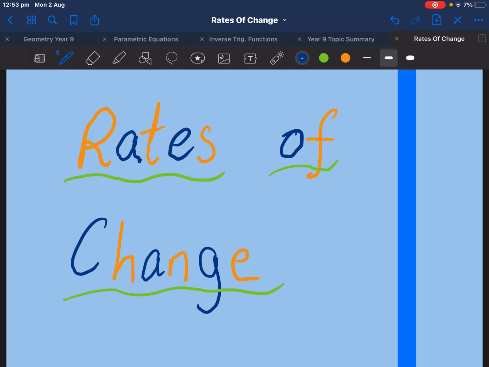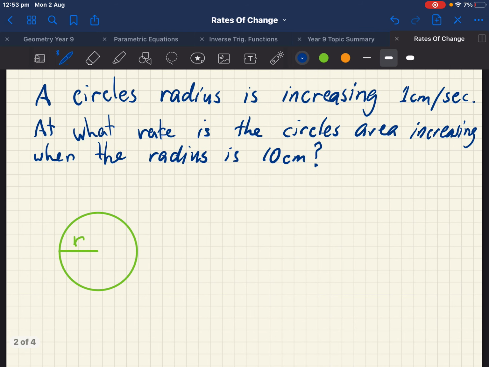Hello and welcome to Rates of Change. This is an extremely fun topic. However, you will need to know how to differentiate. Just basic differentiation is basically all you're going to need for it. But it is a lot of fun. So let's get into it.